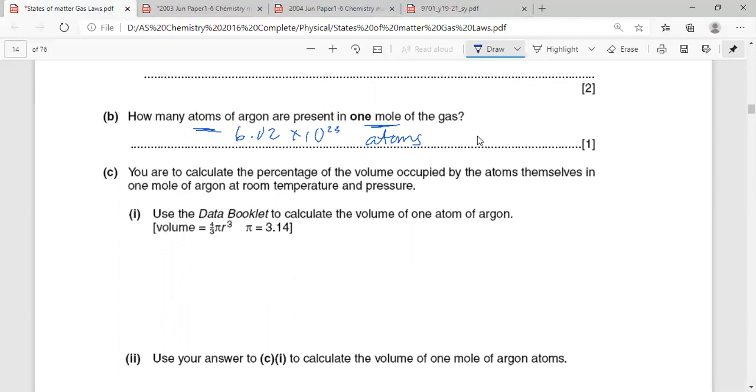You have to calculate the percentage of volume occupied by atoms themselves in 1 mole of argon at room temperature and pressure. So RTP here suggests that the temperature is 25 degrees centigrade and pressure is equal to 101,000 pascals. Some people say 1 atmosphere, but pascals are more important for calculation because of the R, or kilopascals, 101 kilopascals. So use the data book to calculate the volume of 1 atom of argon. Now, 1 atom, we assume it is spherical.